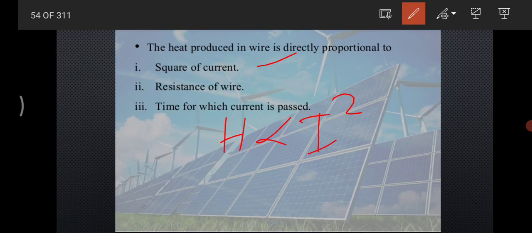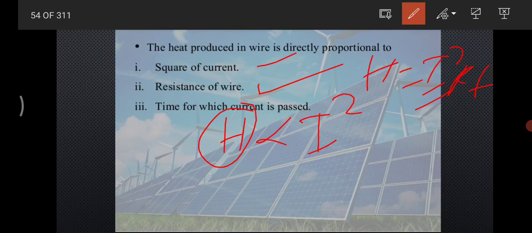First thing it says, because we have seen that in I square RT, heat was directly proportional to the square, means heat depends on how much current you supply. The heat depends on the amount of current you are going to supply. Then heat also depends on the resistance of the wire.